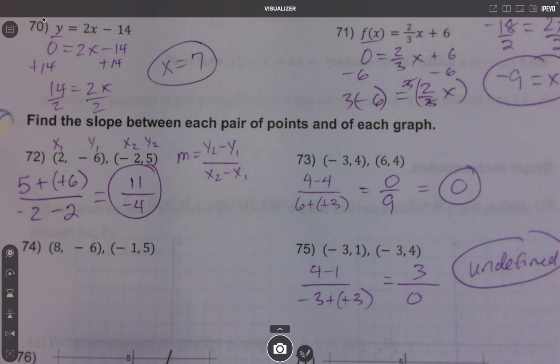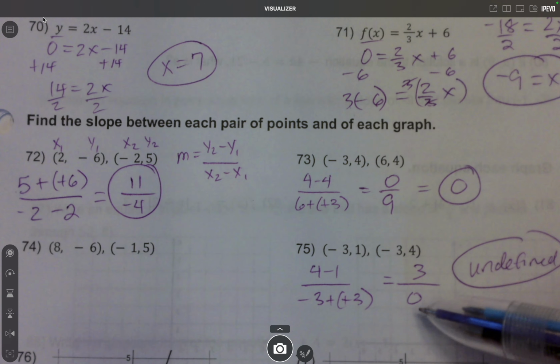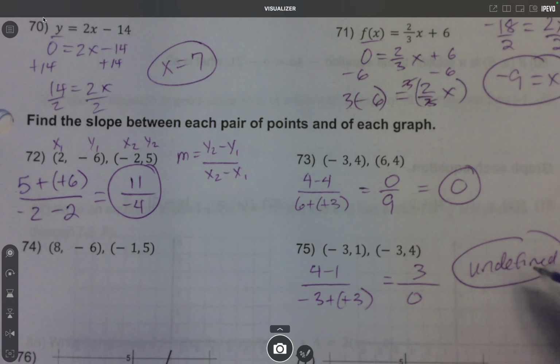That's why they say the slope is undefined. So 0 on top, slope is 0. 0 on the bottom, there is no slope. It's undefined.